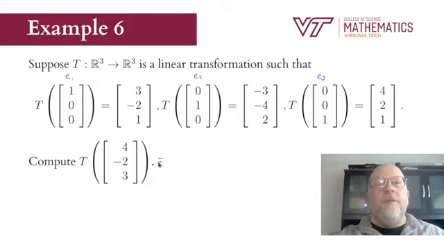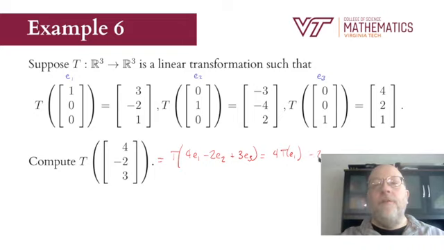Well, this is 4 times E1 minus 2 times E2 plus 3 times E3. And because of being closed under addition and scalar multiplication, I can break this up and write this as 4 times the transformation of E1 minus 2 times the transformation of E2 plus 3 times the transformation of E3. And I know what those are.